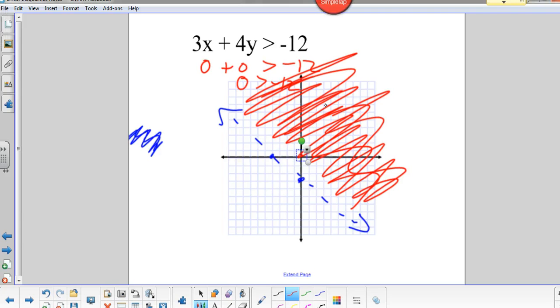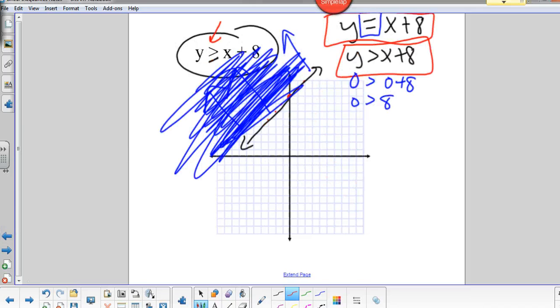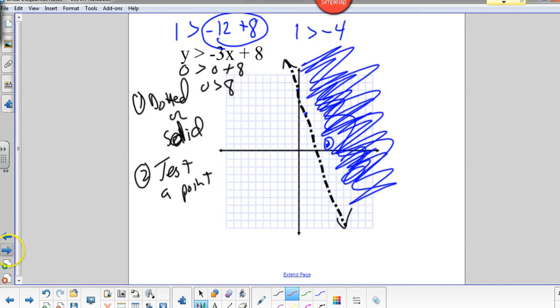Not too bad. You just need to make the decision. So you're going to graph the boundary line, the border between the solutions and not. Decide if the boundary line is dotted or solid, and then test a point and shade the side where the solutions are.